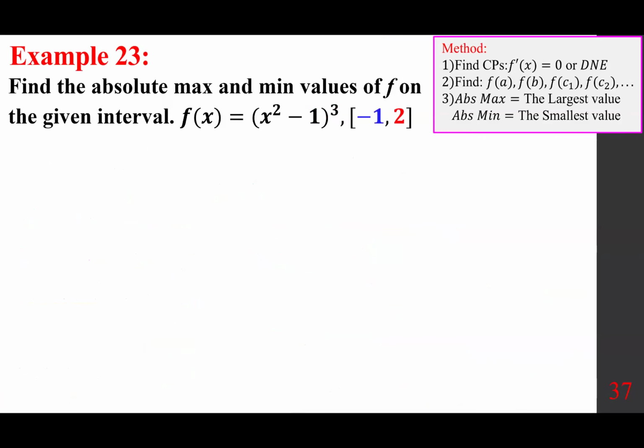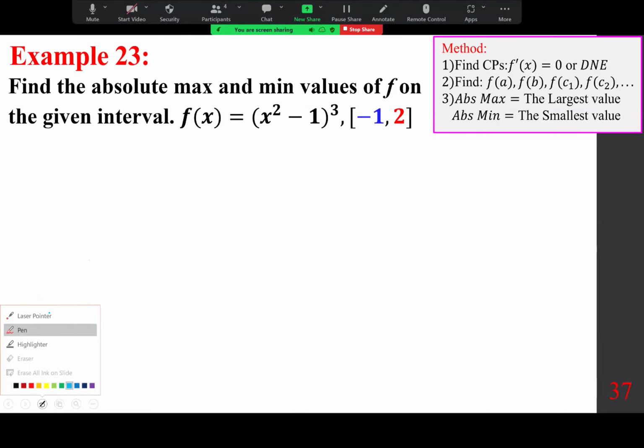We're going to continue with the same type of question. We want to find the absolute max and min in the given interval. In this case, f of x is x squared minus 1 quantity cubed. The interval is minus 1 to 2. I hope you recognize this is a polynomial, and the degree is the product of these two numbers, 2 times 3.